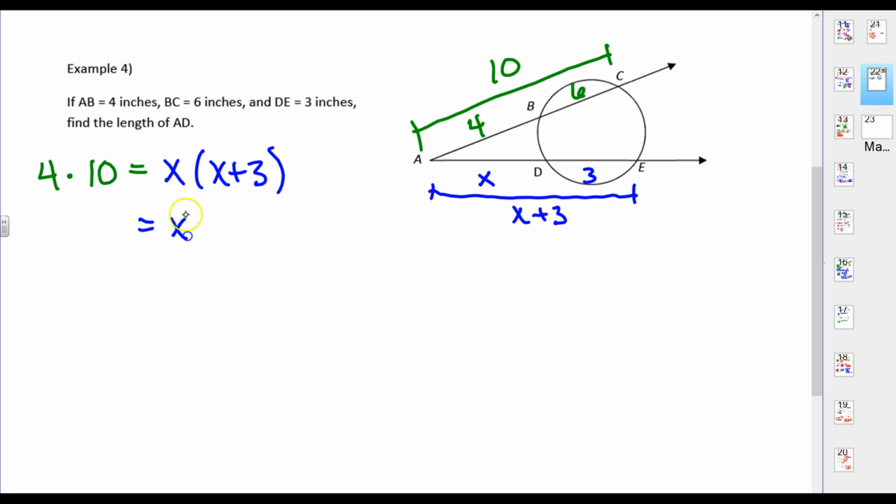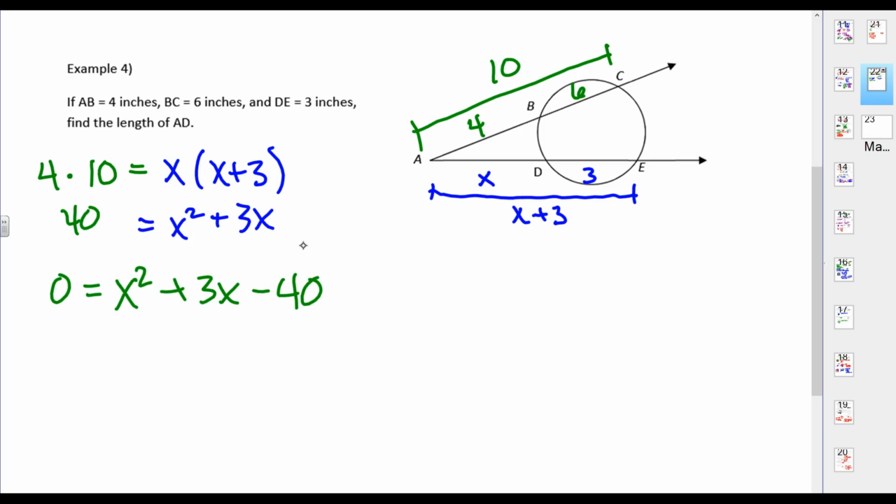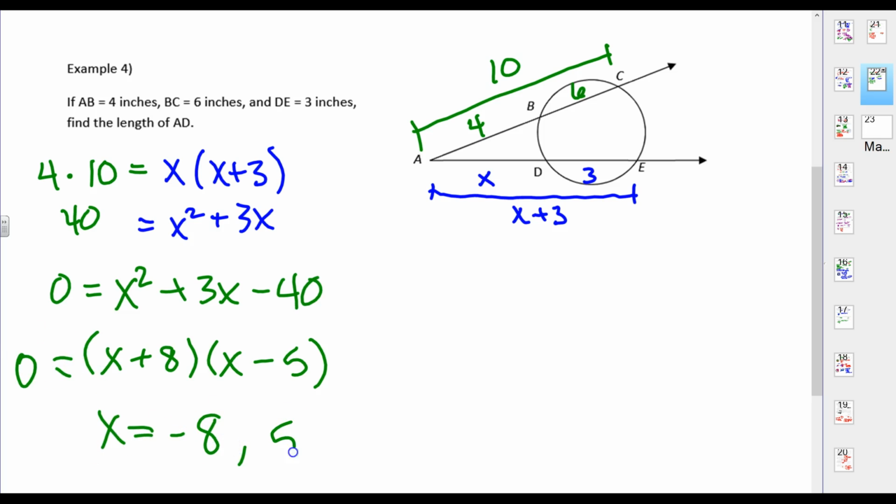We're going to distribute, so this becomes x squared plus 3x. My other side is equal to 40. So I want to subtract that over, so I get 0 equals x squared plus 3x minus 40. I want two numbers that multiply to negative 40 and add to 3. So I like positive 8 and negative 5, so I get x plus 8 times x minus 5, okay, equals 0. So it means I get x equals negative 8 or positive 5.